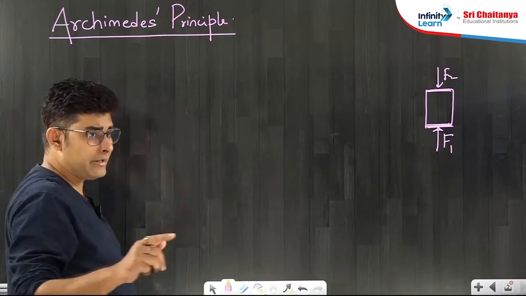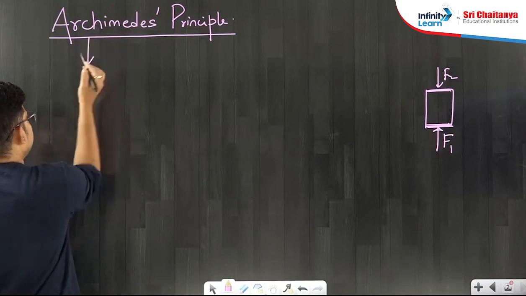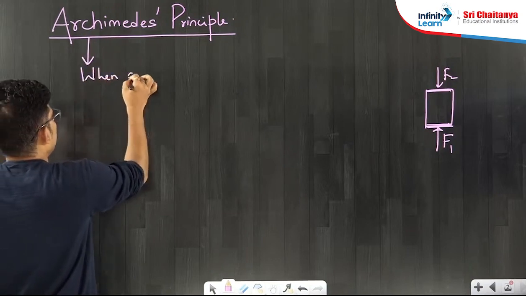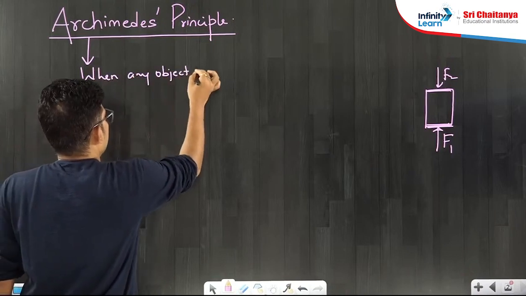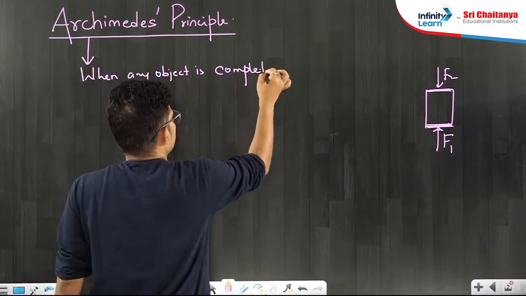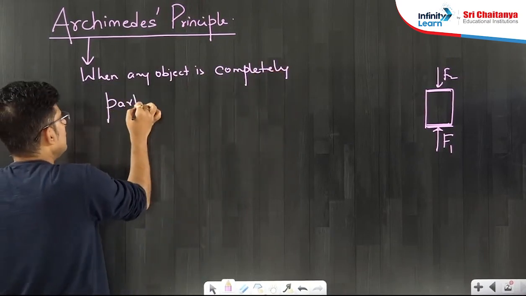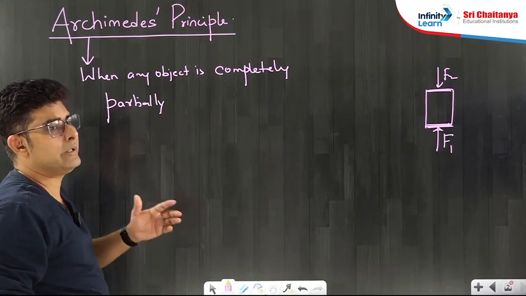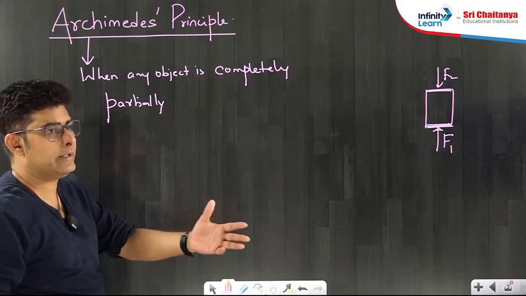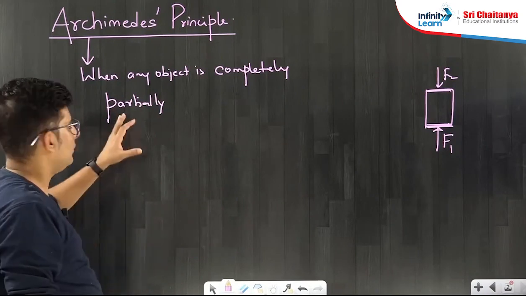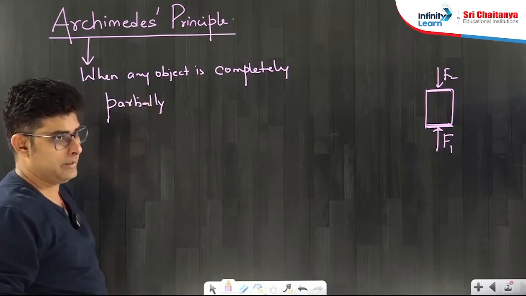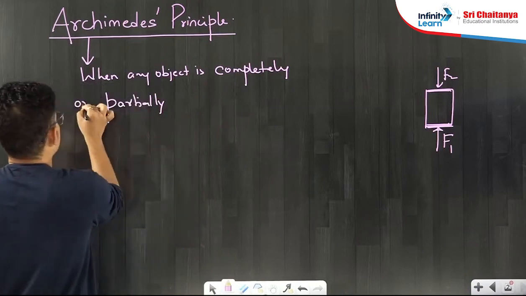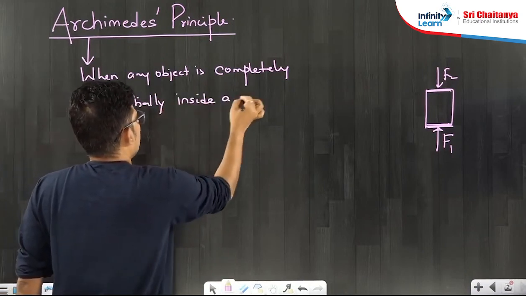So Archimedes gave the principle about this. What he said is that when any object is completely, again I will try to remove a few things which have been wrongly interpreted by most of the students till they come to the 11th standard. So they take the thing wrongly even in Archimedes principle. Okay, let me clear that. When any object is completely or partially inside a fluid.